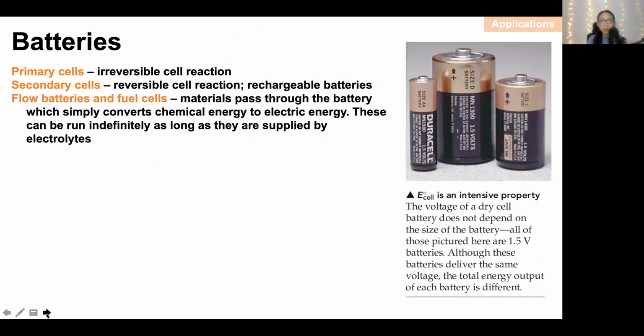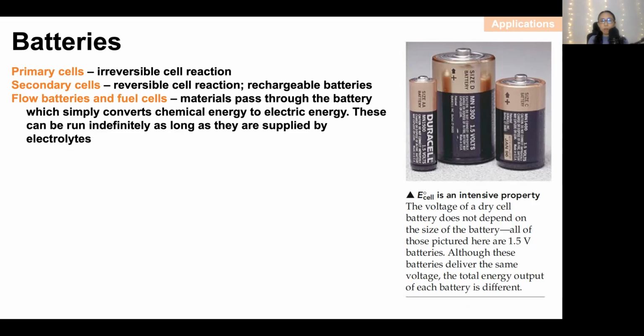Now since we are talking about applications, we will now go to batteries. So I will just discuss one type of battery, but let's first define the general types of batteries. So there are what we call primary cells. Primary cells are those whose chemical reactions are irreversible. So these are your disposable batteries, your one-time use batteries. And you have your secondary cells. The chemical reaction taking place inside these secondary cells is reversible. So you can recharge these batteries.